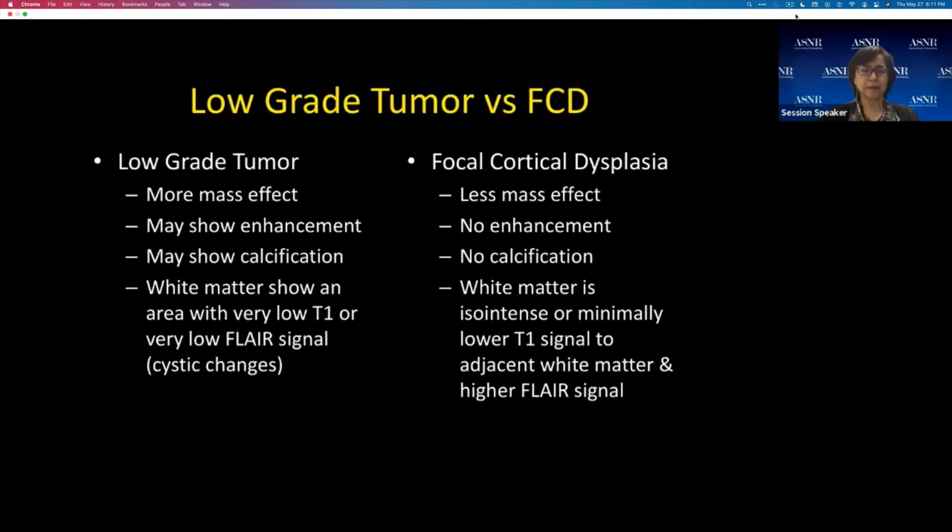There are several features that you can use to distinguish low-grade tumor from focal cortical dysplasia. Low-grade tumors are more likely to have more mass effect, may show enhancement, may show calcification, and the white matter may show an area of very low T1 or very low FLAIR signal secondary to cystic changes. In my experience, the last feature is the most helpful feature to distinguish between low-grade tumor and focal cortical dysplasia. In focal cortical dysplasia, the white matter is isointense or minimally lower T1 signal or higher FLAIR signal compared to the adjacent white matter.